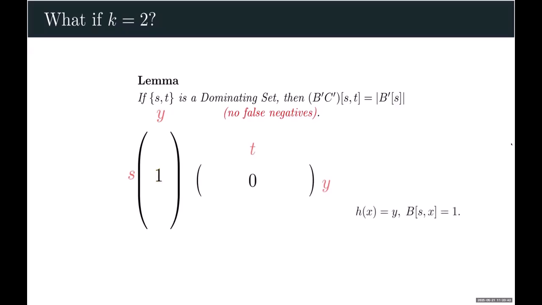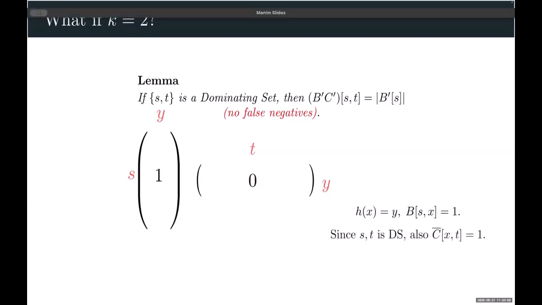This means essentially that there exists some X that hashes to Y by this hash function, and the corresponding value in B is equal to 1. This is the only way that we get this one, right? But ST is a dominating set, which means that also C bar XT will be 1 by the condition from 2 slides before. But then this guy cannot be 0, and we get a contradiction, because this is the same X, and it will also hash to Y. Make sense? Any questions here?